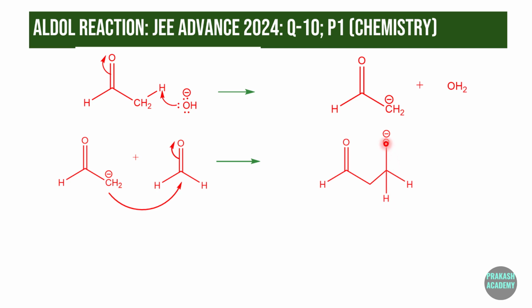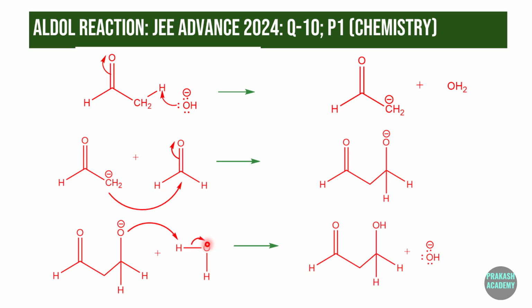Now the next step, this O minus can take H plus from water. So this O minus can take H plus from here, and this bond pair will go to the oxygen atom and form OH minus. So basically OH minus is used in the first step and it was returned in the last step. And what I have now is, on this side an aldehydic group and on this side an alcohol group.